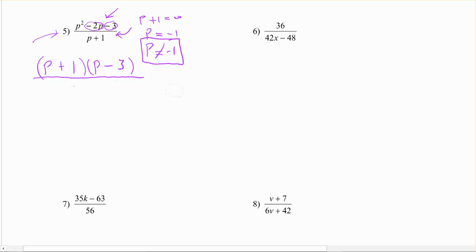I'm going to write on the bottom p plus 1. The brackets didn't matter, but put in brackets anyway. But now you can see I've got something on the top and something on the bottom that are exactly the same, p plus 1. So what I can do now is cancel those. So p plus 1 cancel. So this written simplified would just be p minus 3.